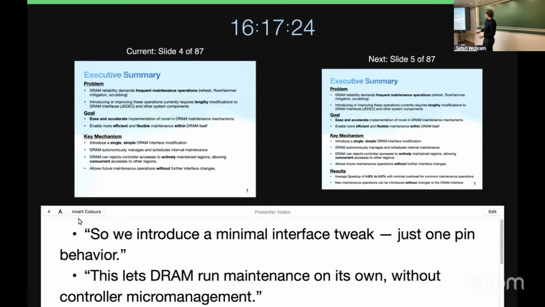The key mechanism is that the paper introduces a single and simple DRAM interface modification, which will let DRAM autonomously manage and schedule internal maintenance. With SMD, DRAM will be able to reject accesses by the controller to actively maintained regions, which will allow concurrent access to the other regions in the DRAM as well. This will allow future maintenance operations without any further changes to the DRAM interface.